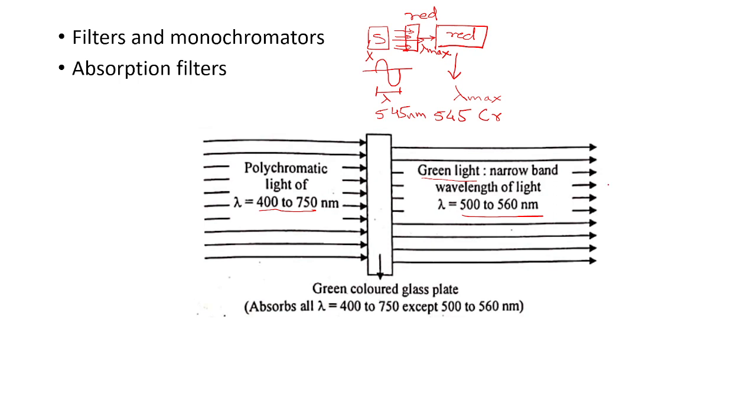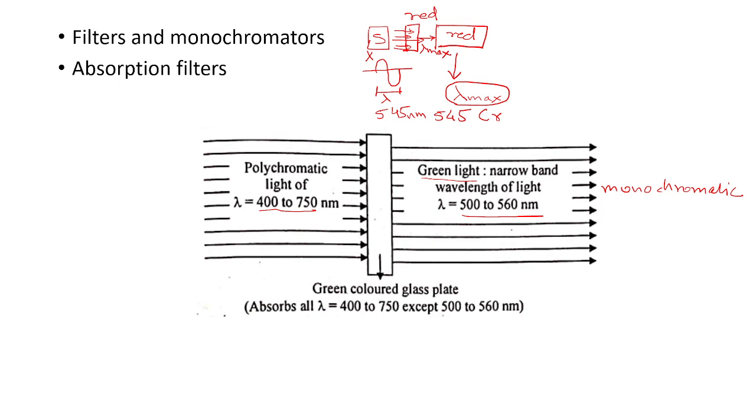So this will generate the monochromatic light. That is very important. Okay, and which light is to be used? For that, as I told you, you should know the lambda max of the solution. Okay, so that can be found out.